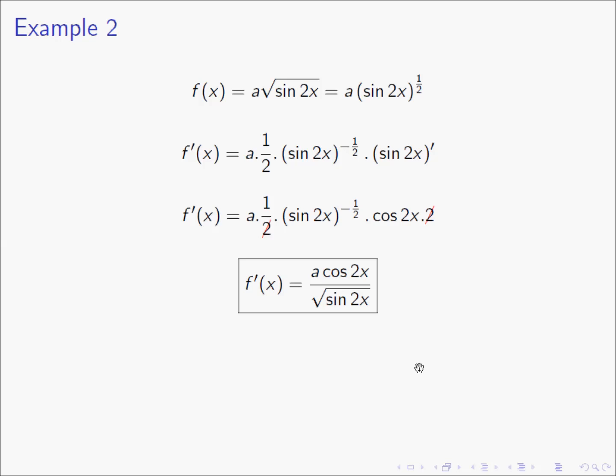So I recommend you to practice this a lot. You should solve many problems involving the chain rule to get used to it. So that's all for now.